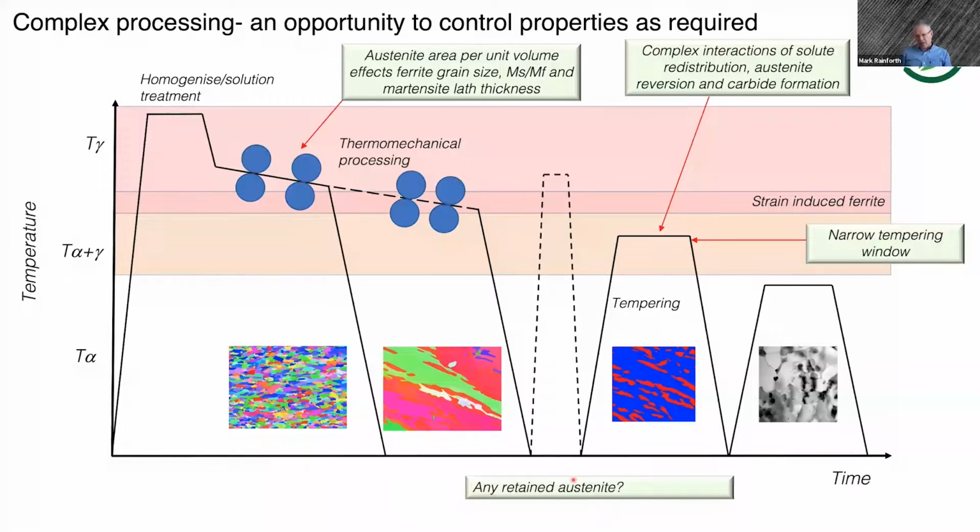And clearly there are issues about whether there's retained austenite at this stage, and then if the steel is tempered, we have these complex interactions of the solute as it redistributes, the austenite reversion, and carbide formation, which, as I said, is a competing process. And indeed, as I'll show you in a minute, the temperature range for this can be extremely narrow to get the properties that we want. And finally, some steels have a second temper, which is often regarded as a stress relief, but in fact, it has important metallurgical consequences that we'll talk about.